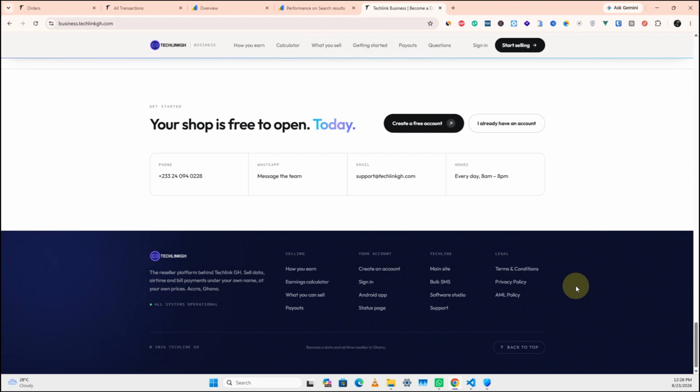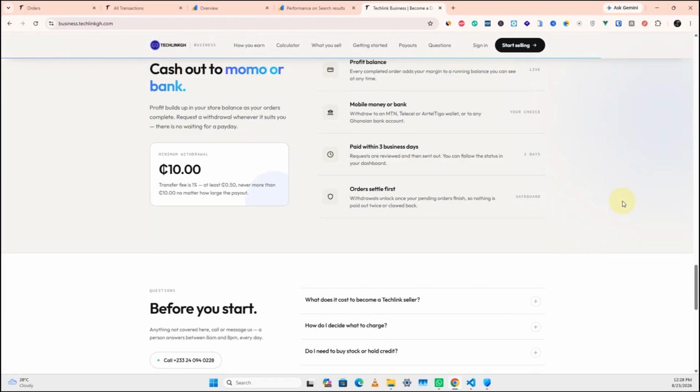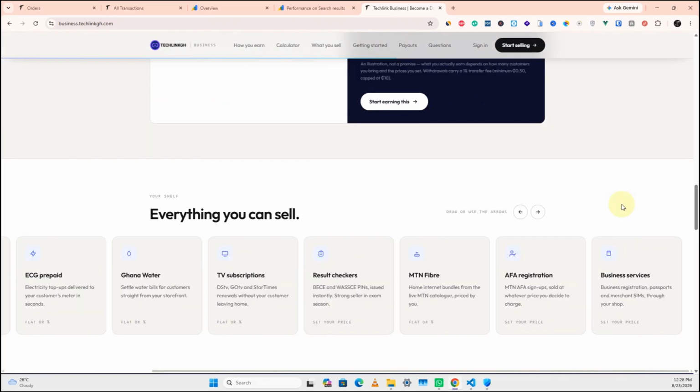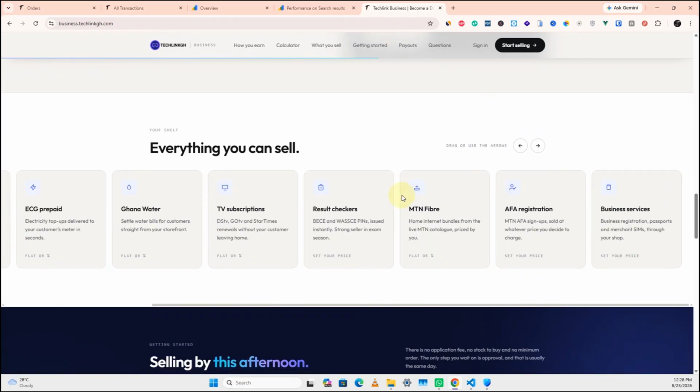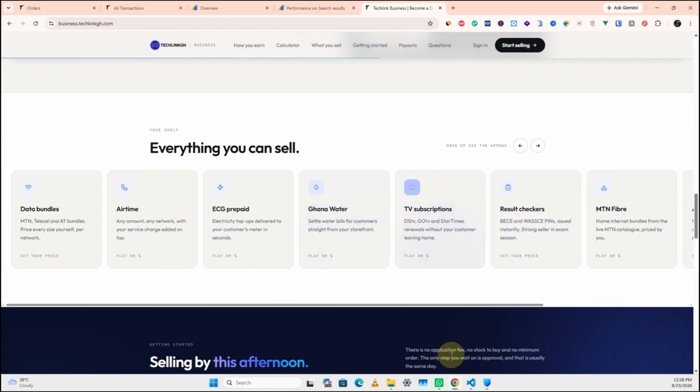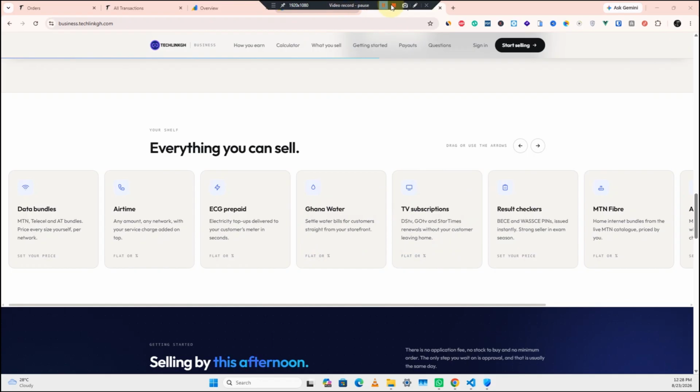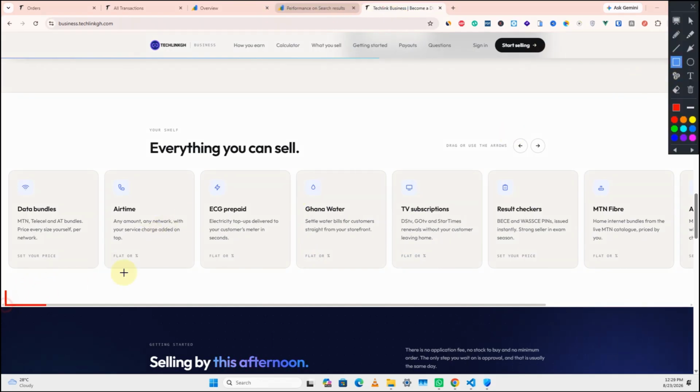This is the home page of the business platform. As you can see, Techlink Business, very, very simple, right? So I've shown you the platform that you can use to make money for free. No investment. I hope you get it. These are services that Ghanaians use.